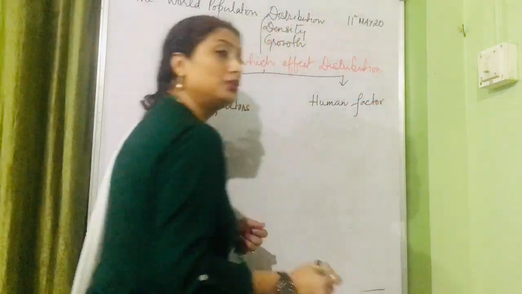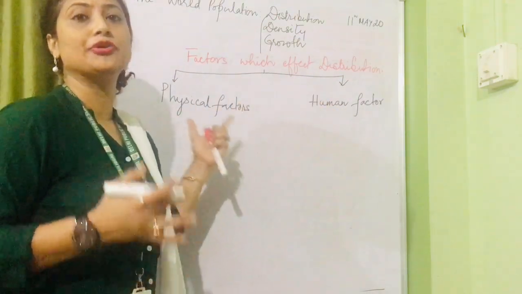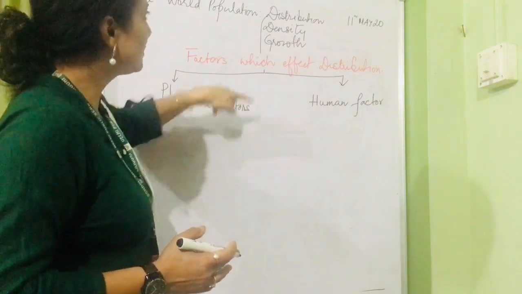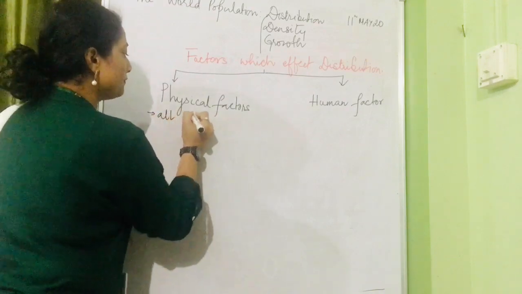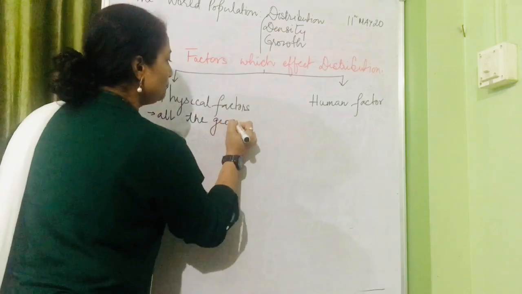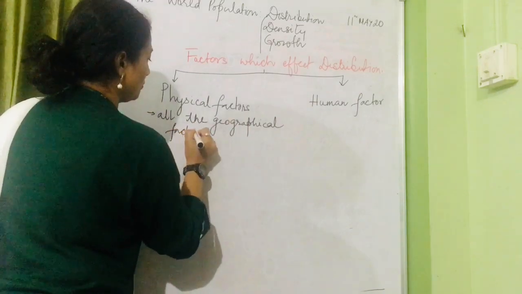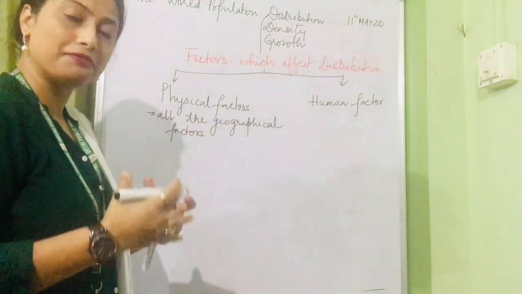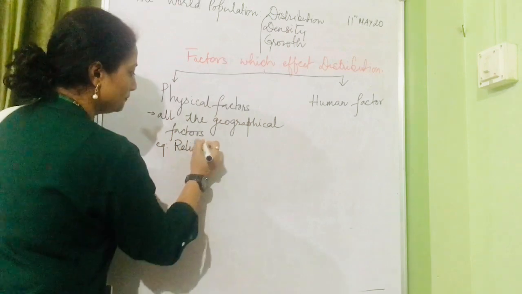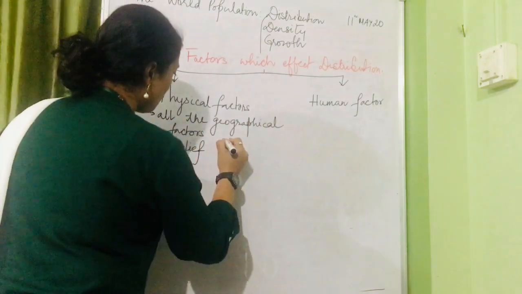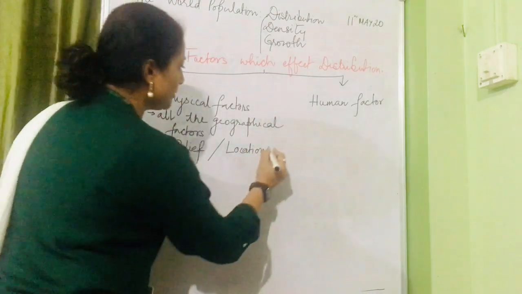As we have already studied that human geography deals with both physical environment and human environment, and we cannot separate human from geography. So how do physical factors affect the distribution of population? This factor refers to all the geographical factors. What are the geographical factors which will affect the distribution of population? Example, the relief or the location of the place.